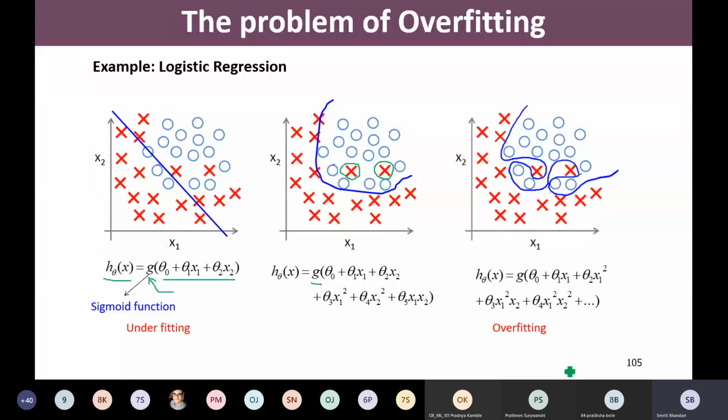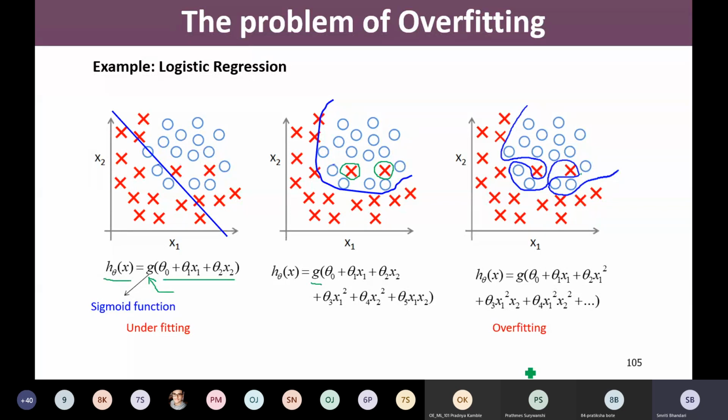Okay, so I hope now with respect to logistic regression also you have understood this problem of overfitting. This problem of overfitting is not desirable, because if we have overfitting, my model will not work well for unknown samples in future. And that is why we need to find a solution for this overfitting.